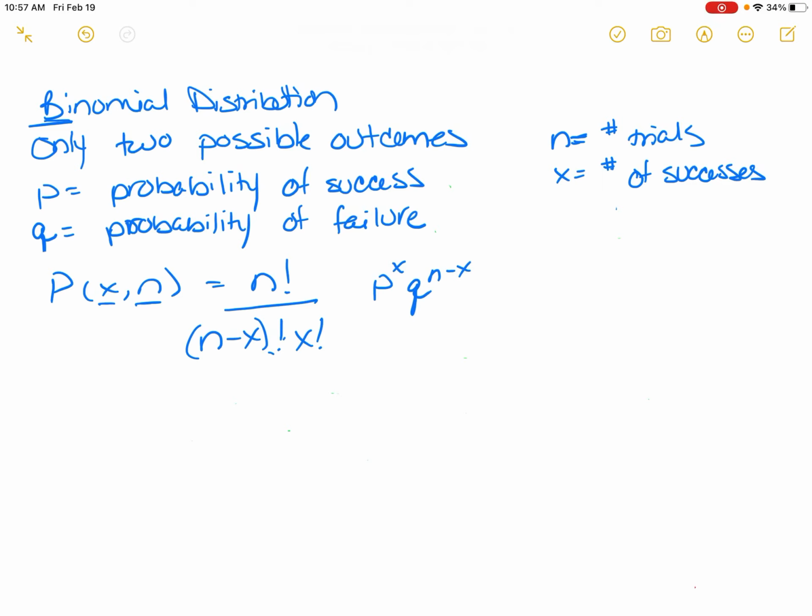And so the way that this distribution is set up is kind of like the counting principle. The formula that represents it is the probability of X successes out of N trials, right? And so set up very similar, N factorial divided by N minus X factorial times X factorial, and that's multiplied by probability of success to the X power times the probability of failure to the N minus X power, right?